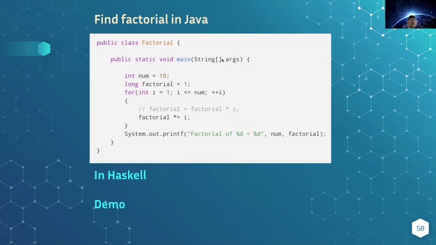This is how we write the factorial in Java. First, we need to initialize the variable. Then we can use the for loop to calculate the factorial of the number. Then we will return the output.